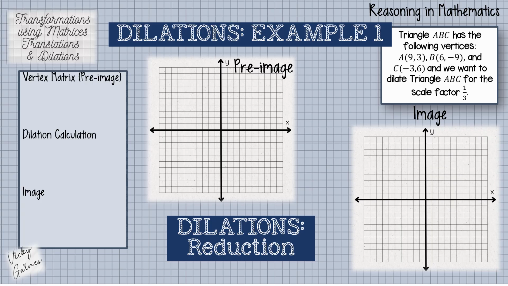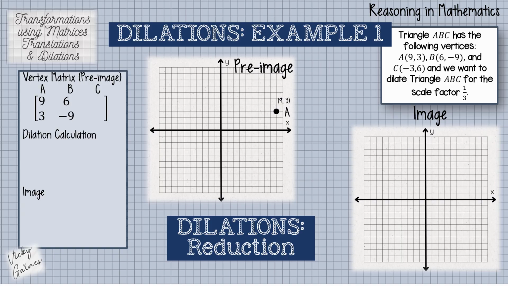Example for dilation. We're going to graph our pre-image and our image. The directions are off to the top right. We have triangle ABC. It has the following vertices. So A is at 9, 3. So let's graph that. There's A at 9, 3. B is at 6, negative 9.